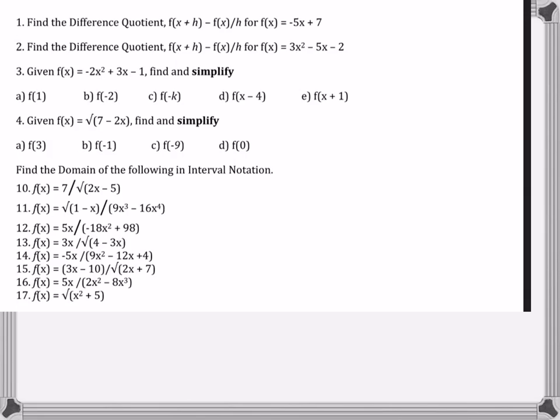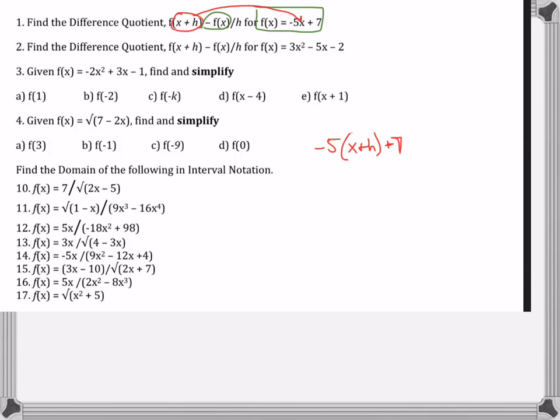But procedurally, it's not that bad. So notice how in number 1 and 2, I tell you f of x plus h minus f of x, all divided by h. Okay, so the way that it works is I plug in x plus h into x. So that would give me negative 5 times x plus h, plus 7.